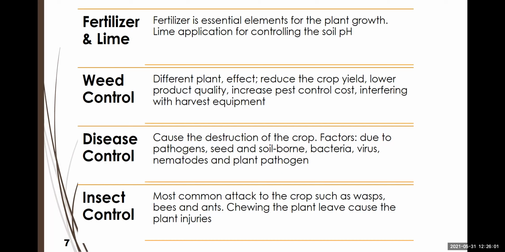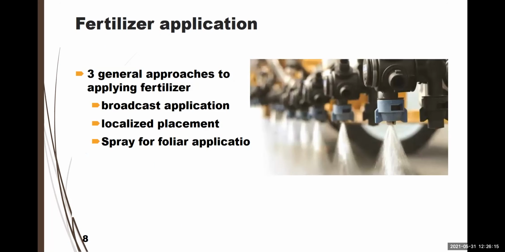First is the crop input, which is for controlling the nutrient and also soil pH, controlling the weeds, disease and also insects. So in general, for fertilizer, three types of application can be done.